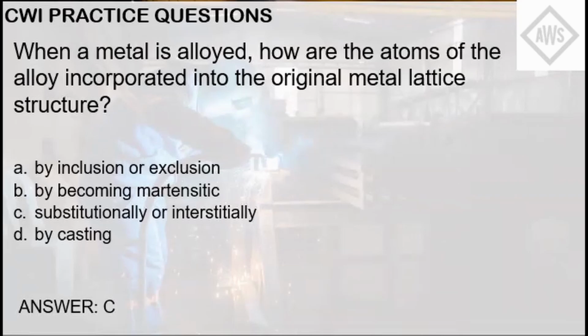So note that when you add an atom into the original metal lattice structure, that is called interstitial alloying, because the new atoms will be incorporated into the original lattice structure of the metal. When you say substitution, you replace the original atoms in the original lattice structure. So the answer here is letter C.